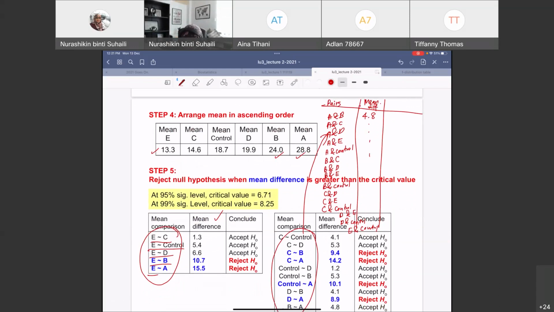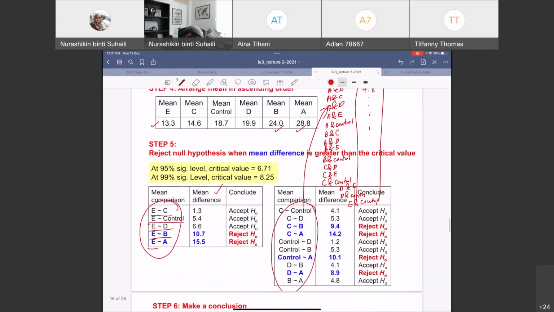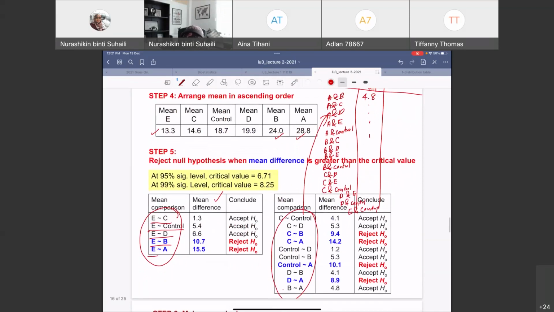It's actually given here, actually 4.8. A and C is 14.2. Okay, 14.2. A and D, 8.9. Okay, so you know what this mean difference is.